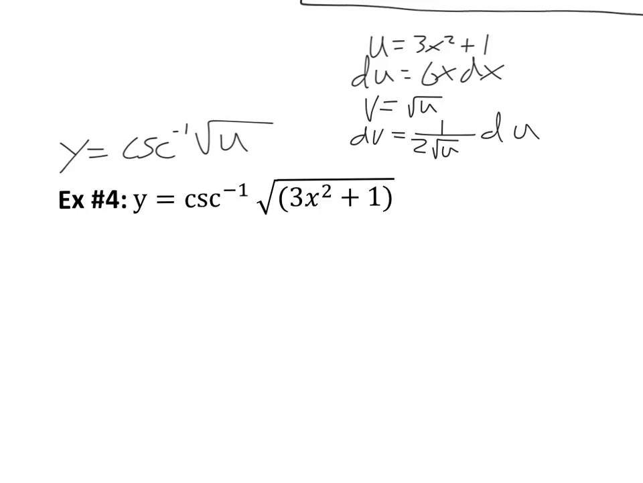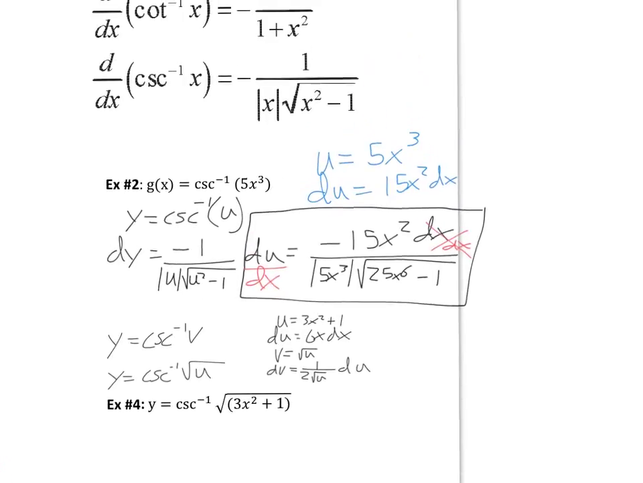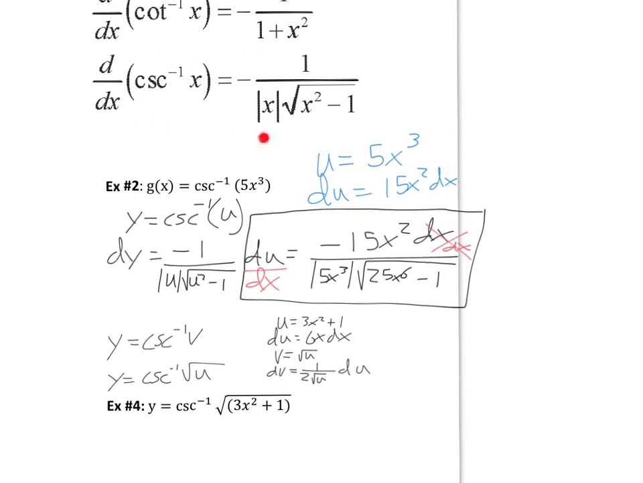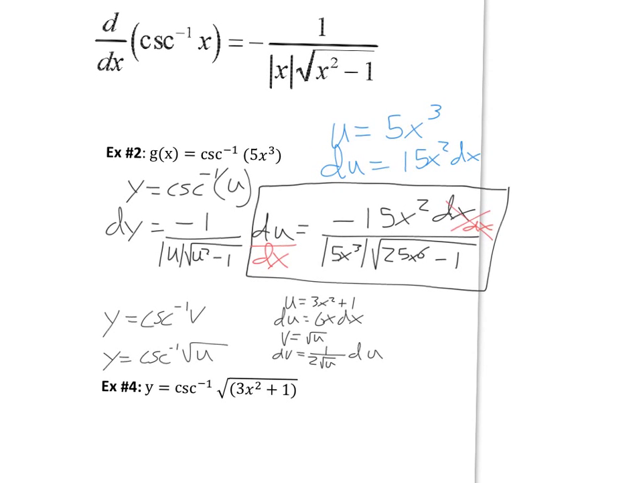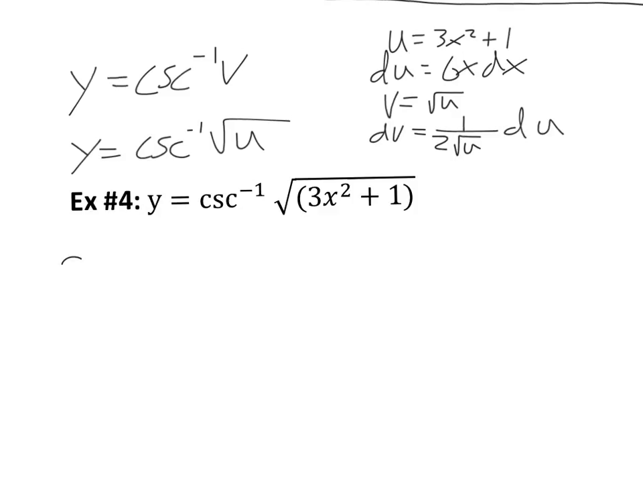And that's nice because now I have y equals cosecant inverse of just v. And now we can take the derivative of that because we have the formula right up here. So let's just go ahead and do it. It's -1 over the absolute value of x and then square root of x squared minus 1. Okay. So dy then equals -1 over the absolute value of v square root v squared minus 1.